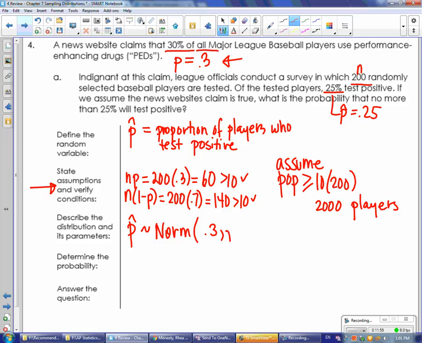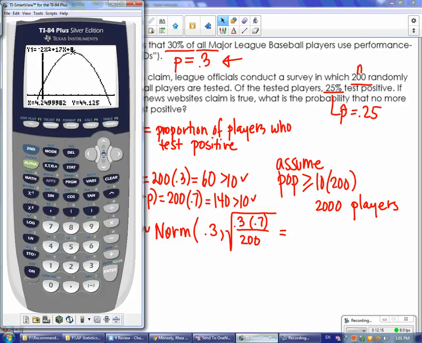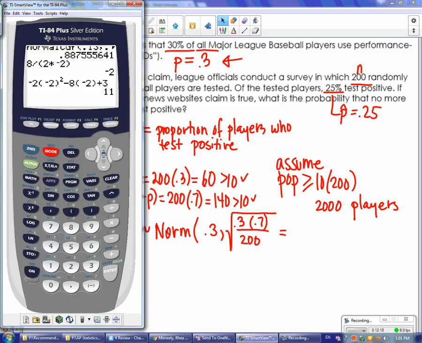And my standard deviation is going to be the square root of 0.3 times 0.7, because that's 1 minus 0.3, divided by n. And be careful, because I did see some people, when they were doing this computation, not keeping the 200 under the square root. So when I go to compute my standard deviation, I'm going to take the square root of 0.3 times 0.7 divided by 200. And I get 0.0324.